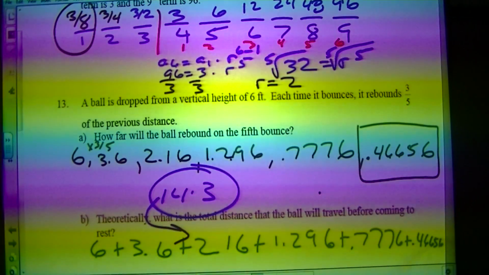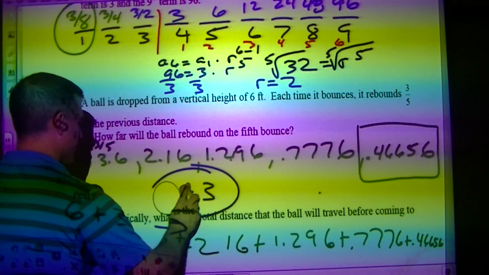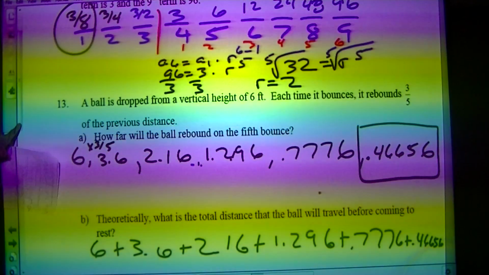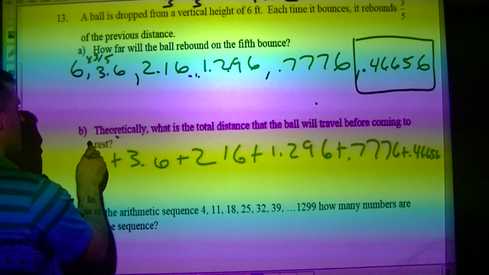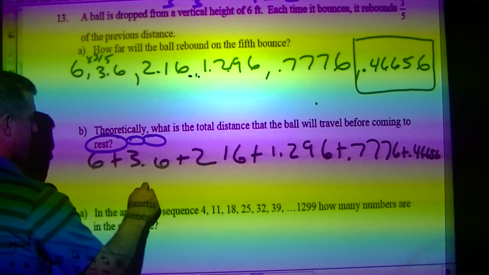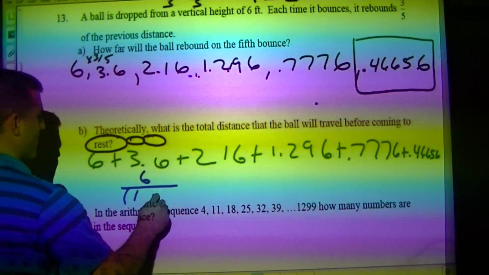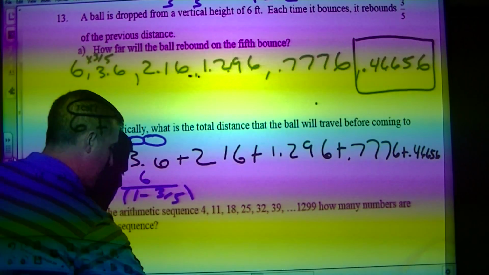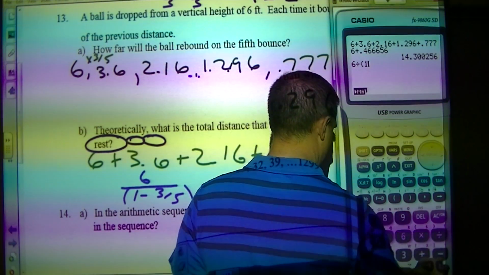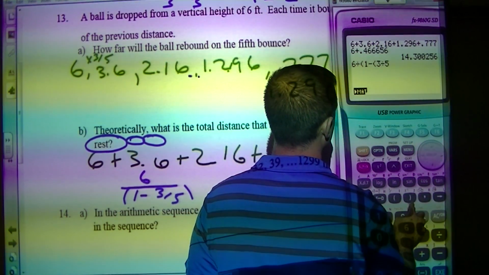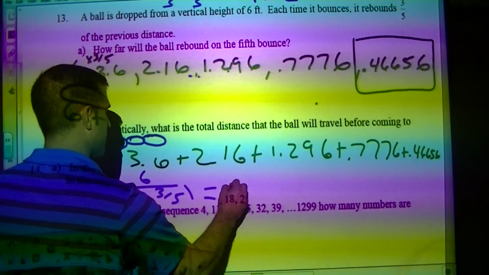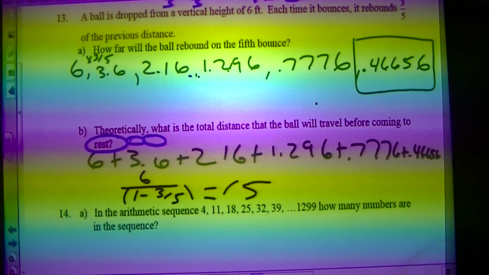Actually, I'm sorry. What is the total distance it travels coming to rest? I didn't do that one right. To get the one that travels to rest, what does that mean? Rest means infinity. So my first term is 6, then 1 minus 3/5. Sorry about that, I made that a lot harder than it needed to be. So 6 divided by 1 minus 3/5 is 15. It was close, actually. It would have kept getting smaller and smaller.